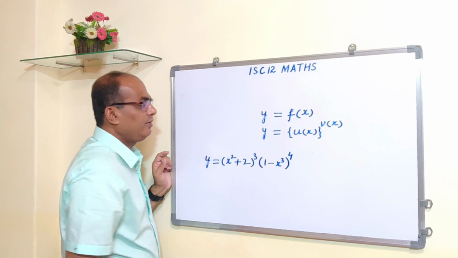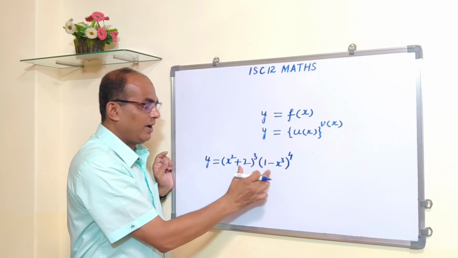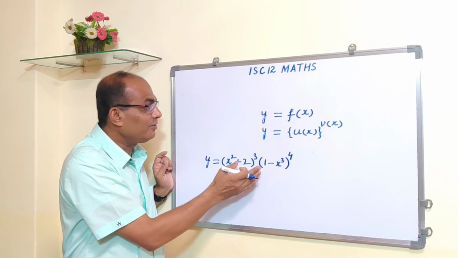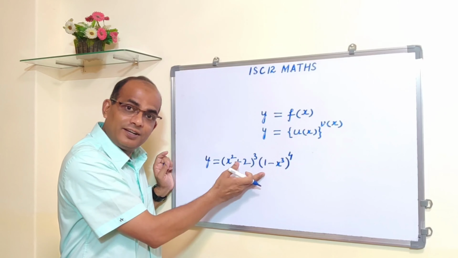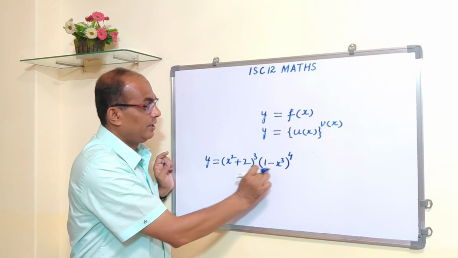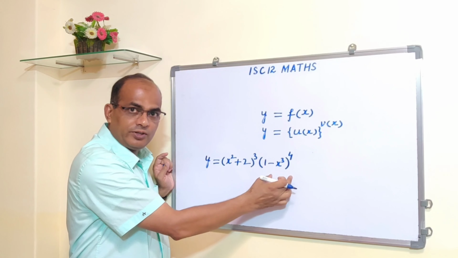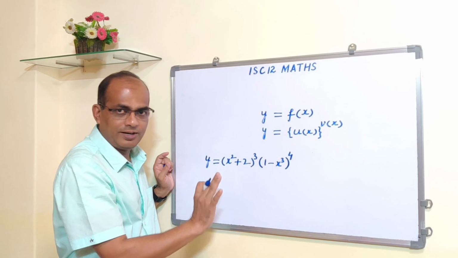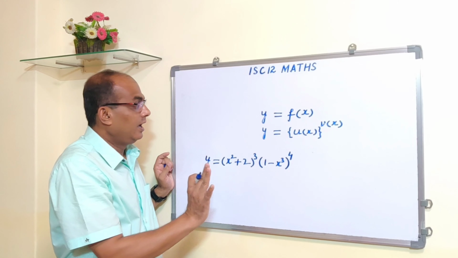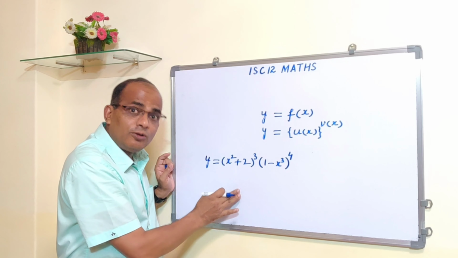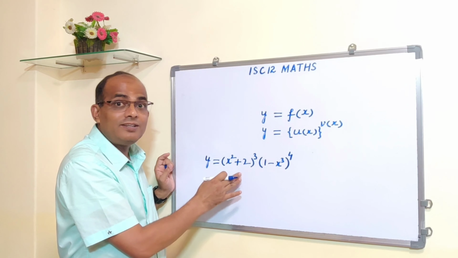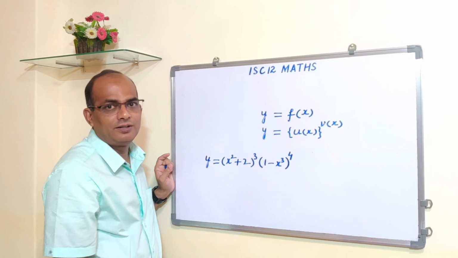Alright, this is your function. Not very easy, not very complicated. So this you can differentiate directly using the formula u into v: first function into derivative of second plus second function into derivative of first, and then you simplify. Fine. But if you take log on both the sides, then it becomes very easy, much easier than without taking log.